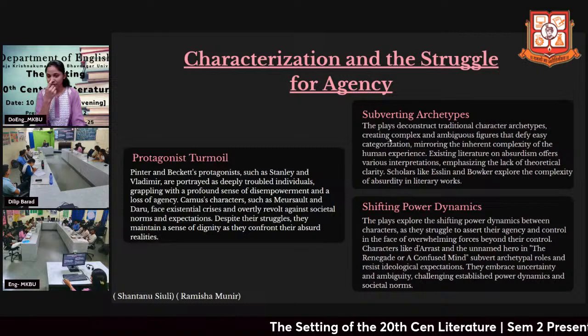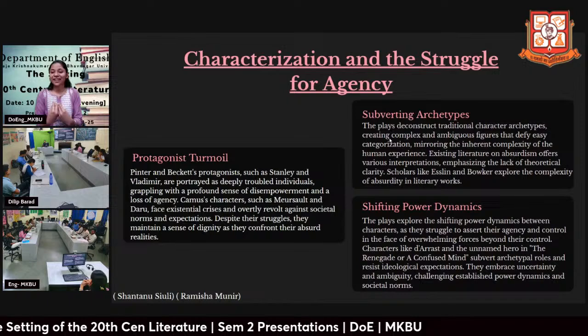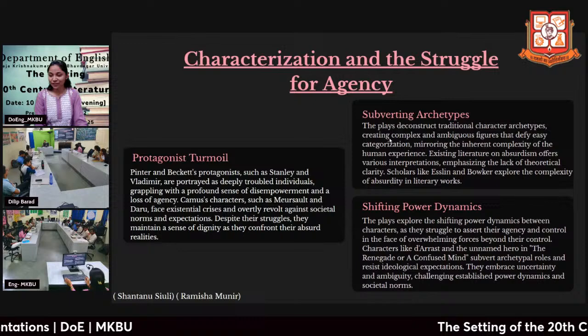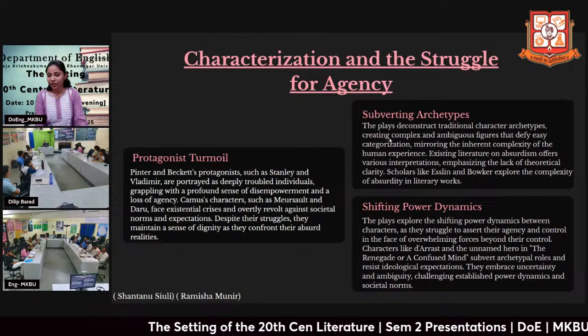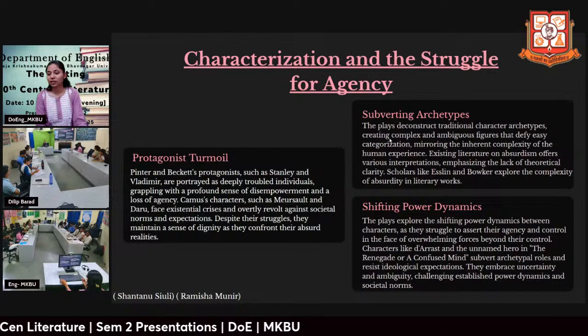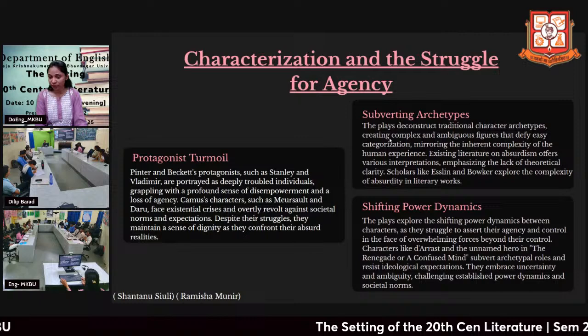Subverting archetypes. The plays deconstruct traditional character archetypes, creating complex and ambiguous figures that defy easy characterization, mirroring the inherent complexity of the human experience. Existing literature on absurdism offers various interpretations, emphasizing the lack of theatrical clarity. Scholars like Esslin and Rupert explore the complexity of absurdity in literary works.